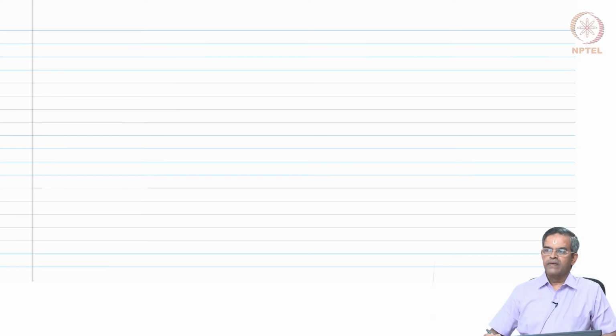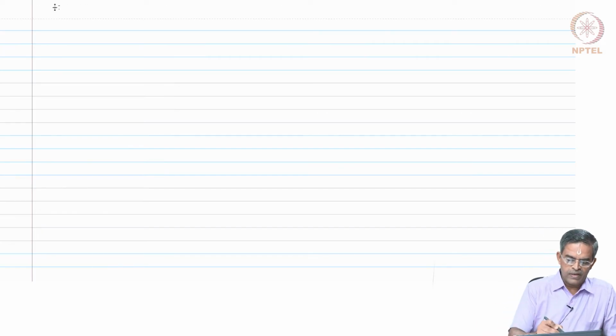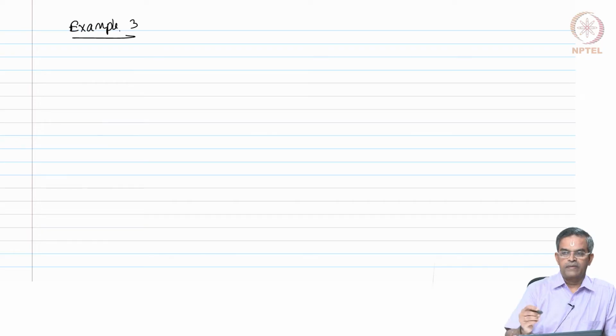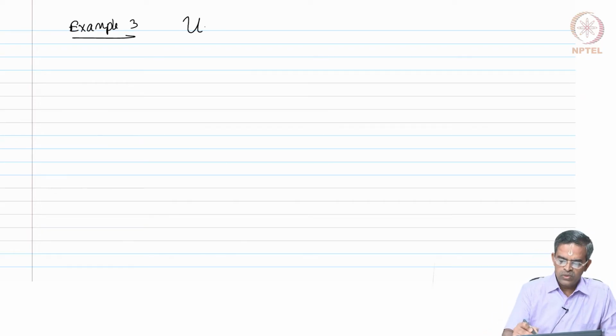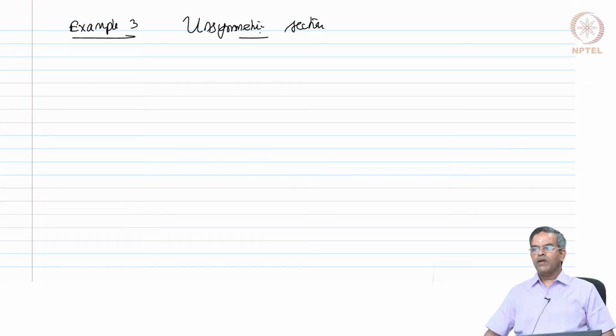So, now I am going to take a different section. I will call this example 3. I am going to check an unsymmetric section, friends. This is a very tricky problem. So far we have been discussing the shear center location for a symmetric section. The section at least had one axis of symmetry, and the shear center was located along that axis. But that is not the truth all the time.